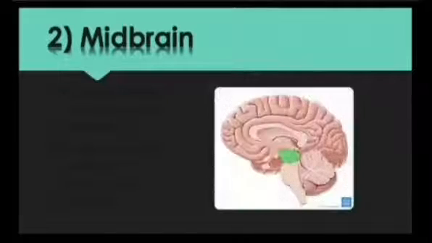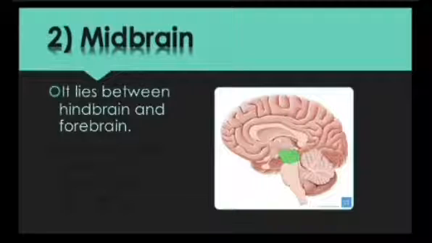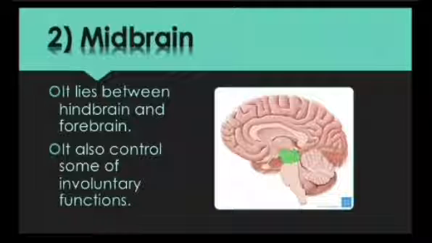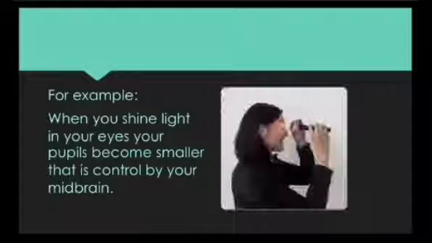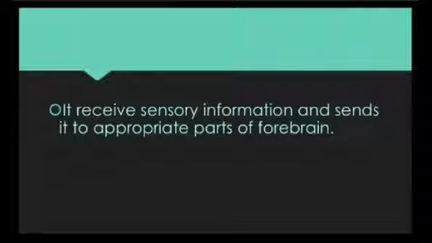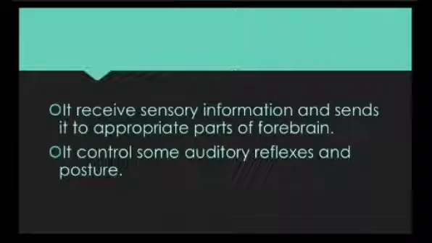So the second part of the brain is the midbrain, and it lies between the hindbrain and forebrain. It controls some involuntary functions like, for example, when you shine light in your eyes, your pupils become smaller. That is controlled by your midbrain. It receives sensory information and sends it to the appropriate part of the forebrain. It controls some auditory reflexes and postures.